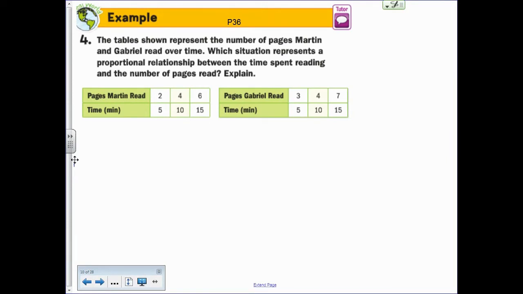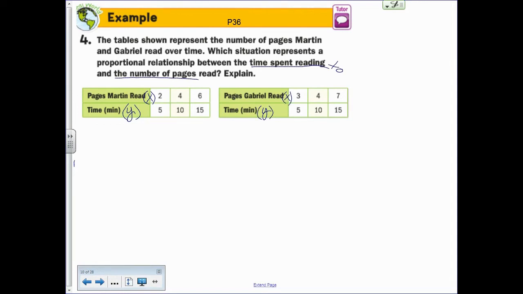It says Martin reads 2 pages in 5 minutes, 4 pages in 10 minutes, 6 pages in 15 minutes. So we actually want to know what is the relationship of time spent to the number of pages. Time spent to the number of pages. So time is my y, and pages is my x. So same thing over here. Time is my y, and pages is my x.